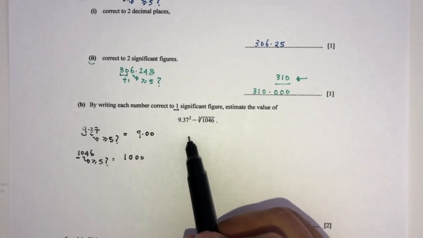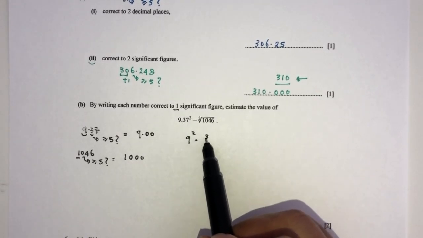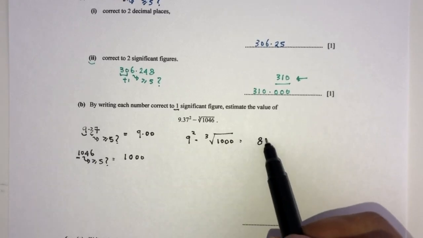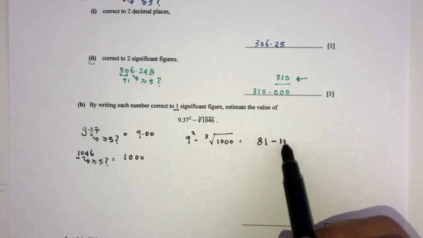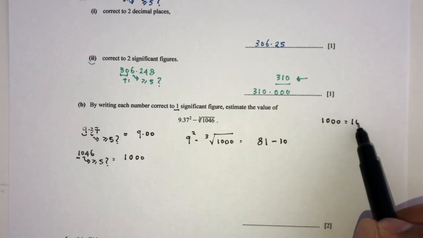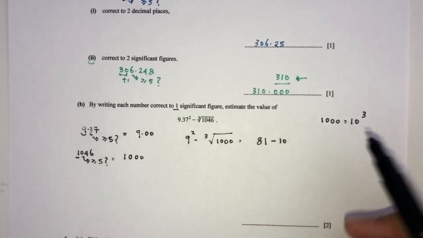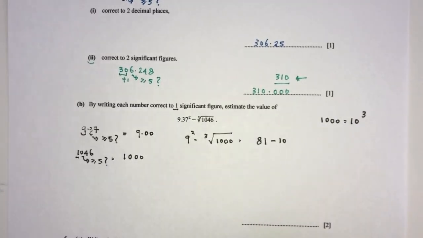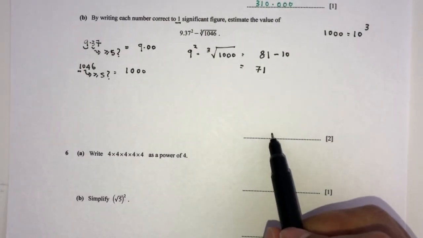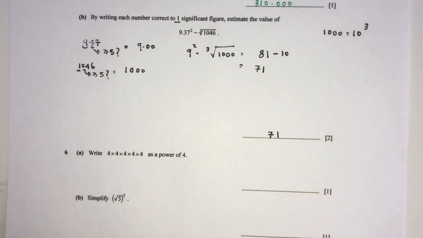To replace, you will have 9 squared minus cube root of 1000. That will be 81 minus 10, because we know that 1000 is actually 10 to the power 3, so the cube root of this will become just 10. So simplify 81 minus 10, that will be 71. 71 will be your answer for question number 5C.